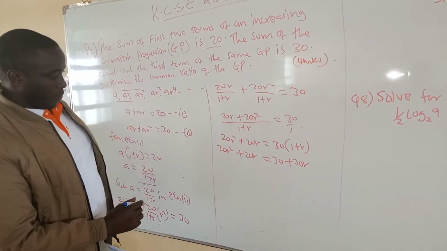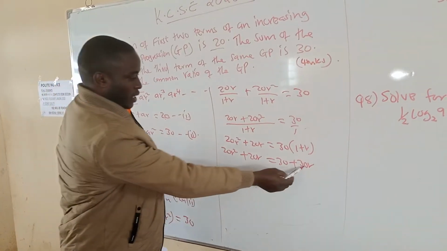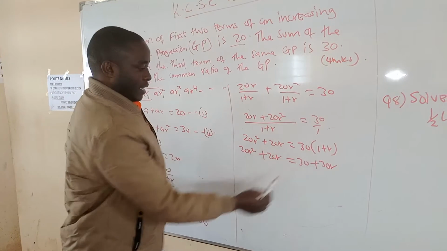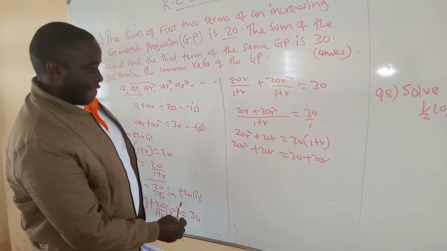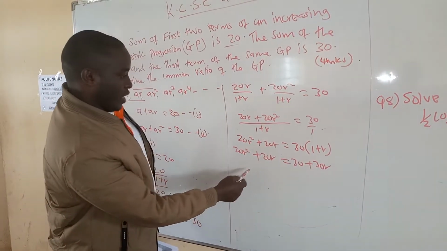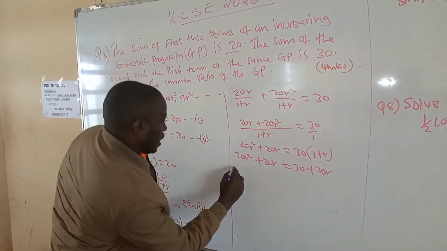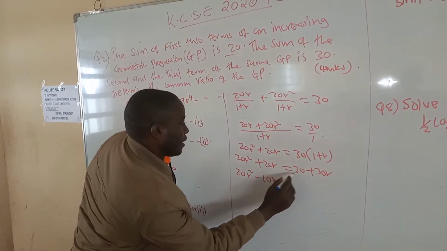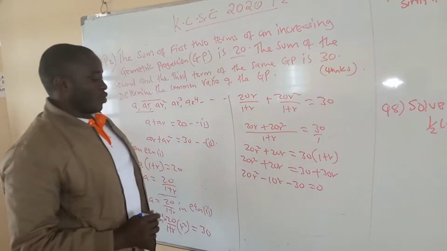Like terms together, we arrange this. This becomes a quadratic equation. 20 minus 30 becomes negative 10, and for the R, that's negative 10R, and then negative 30. So we shall have 20R squared minus 10R minus 30 equals 0. This forms a quadratic equation.